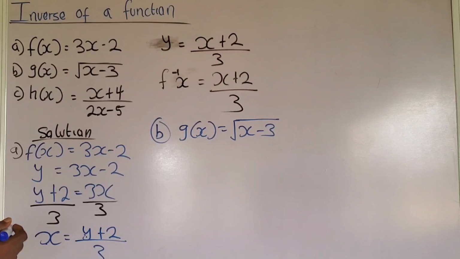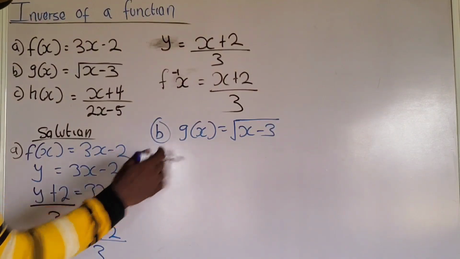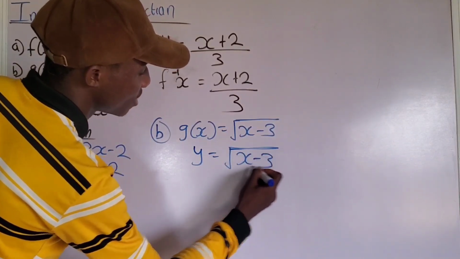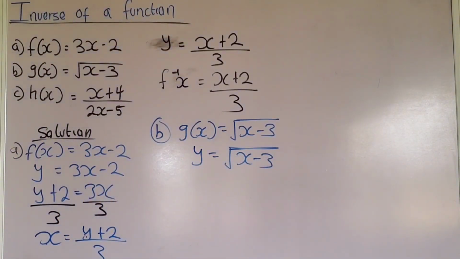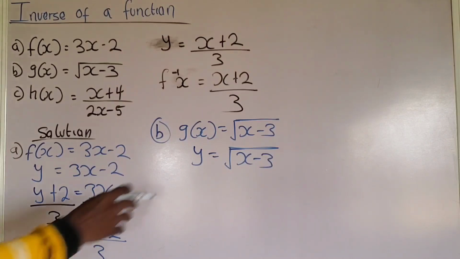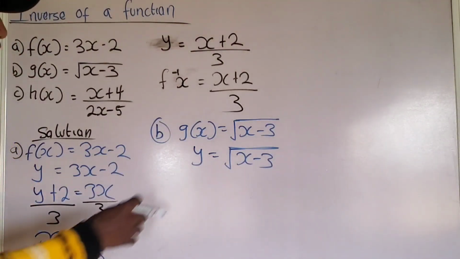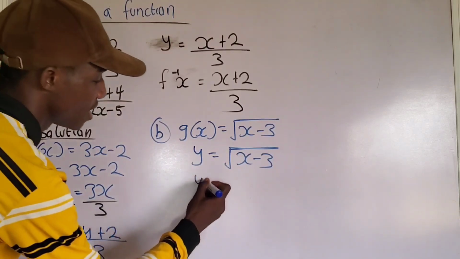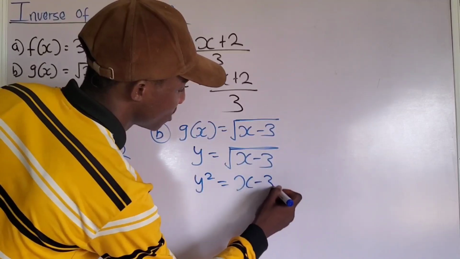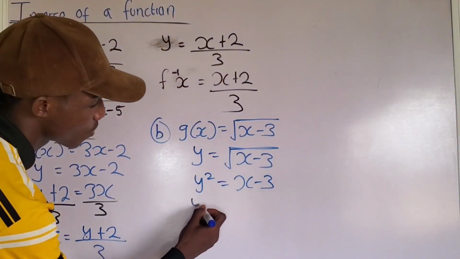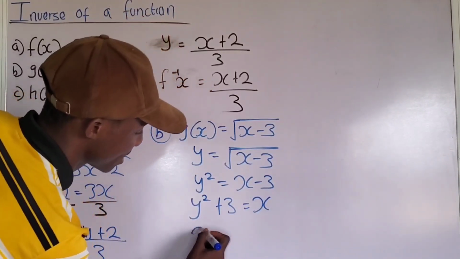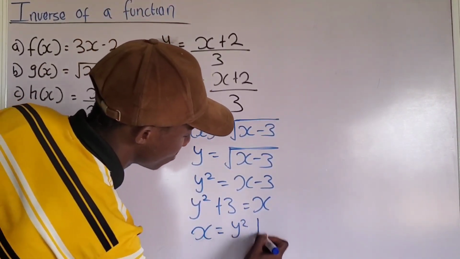Now, the first step is to represent g of x as y. So I'm going to have, let y equal the square root of x minus 3. Now, the next step is that you have to make x the subject of the relation. To make x the subject, you have to eliminate this square root. So, if you want to eliminate this square root, what are you going to do? Take the square of both sides. So, I'm going to have y squared is equal to x minus 3. Hence, y squared plus 3 is equal to x. So, x is equal to y squared plus 3.